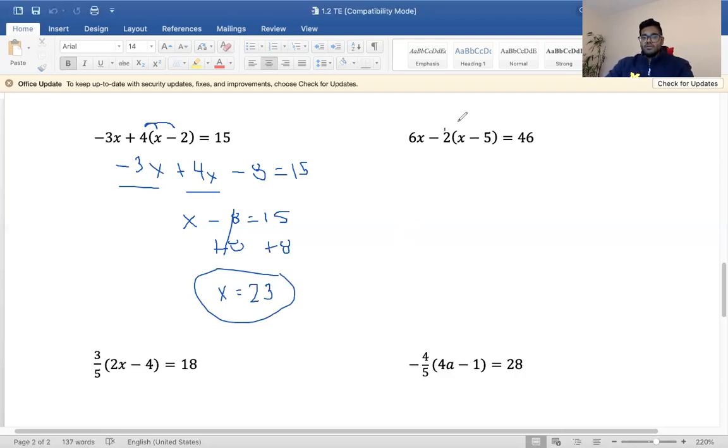Same thing on the next one, right? Distribute. Now be careful here when you distribute. I've got a negative 2 that's being distributed. So I'm going to distribute the negative through everything. So I have 6x. And I'm distributing a negative 2 to everything inside. So I got negative 2 times x, which is a negative 2x. And I have a negative 2 times negative 5, which is a positive 10, right? 2 negatives make a positive.